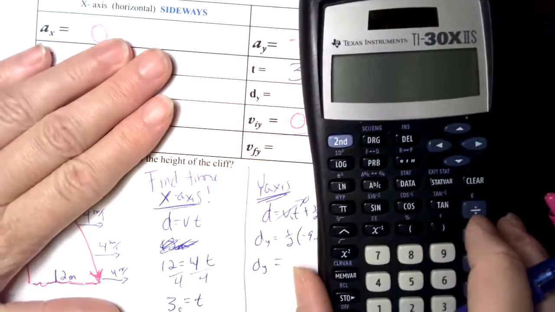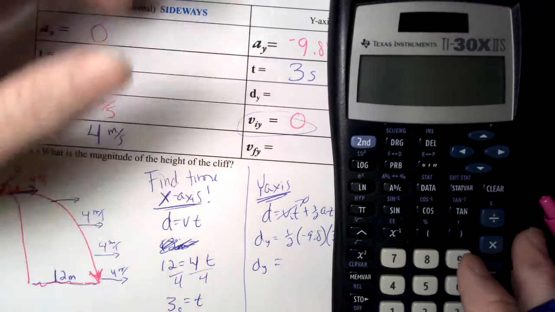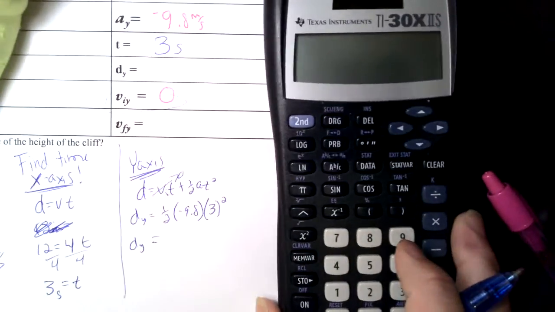I can't see. I'll put them over here, I guess. Can you see it? I don't know. There we go.